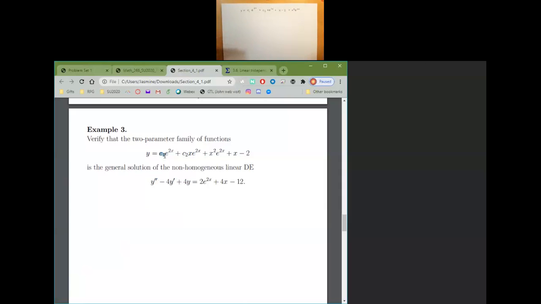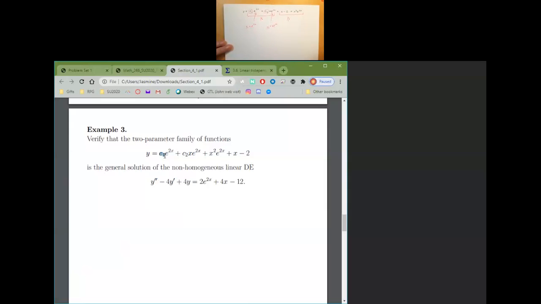Okay, this tells us that we have an arbitrary constant here attached to our first fundamental solution. We have an arbitrary constant here attached to a second fundamental solution. And everything that doesn't have an arbitrary constant attached, all of this is talking about your particular solution, y sub p. So this first half is y sub h, and that second bit is y sub p. What this is saying is you have y1 equal to e to the 2x, and y2 equal to x e to the 2x.